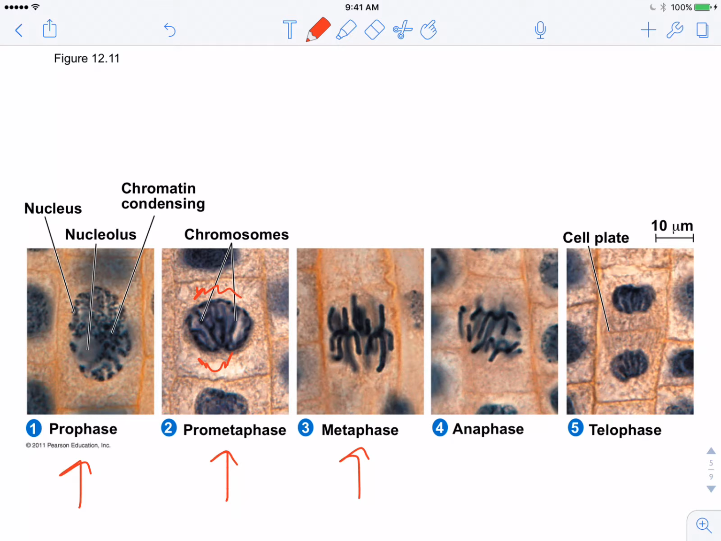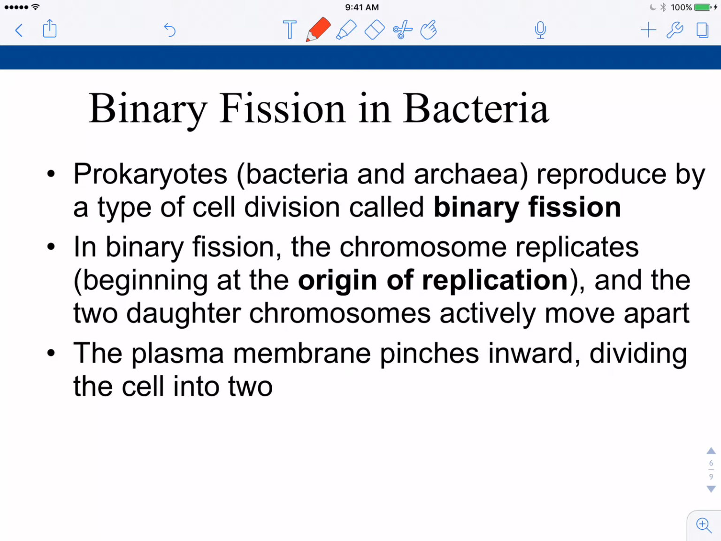at the center of the cell, at the metaphase plate, you'll have metaphase, then anaphase, separation of sister chromatids. And then in telophase, we have our two new nuclei forming. You can see the chromosomes beginning to decondense. And here's the cell plate forming between the two nuclei. So that sums up mitosis in eukaryotic cells.